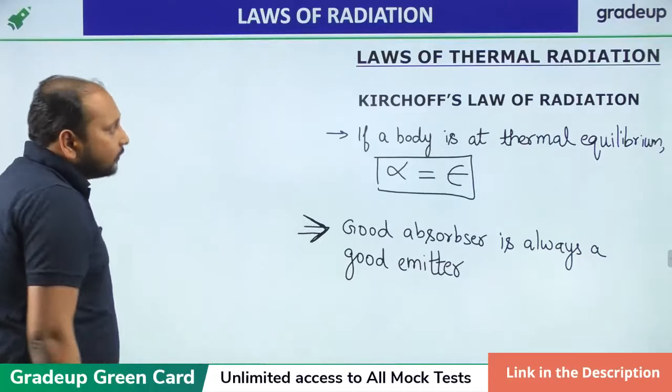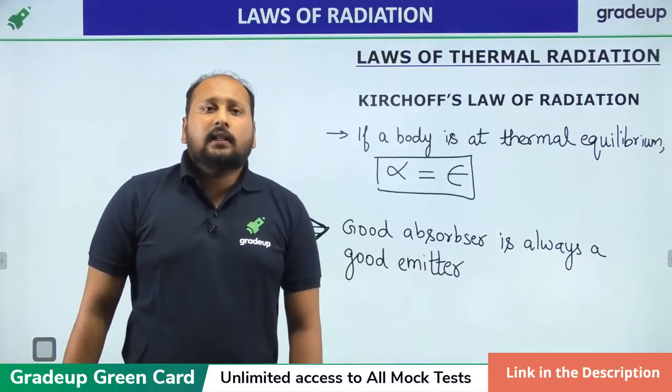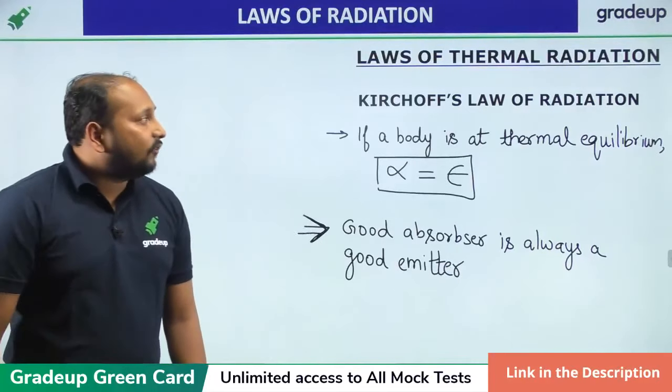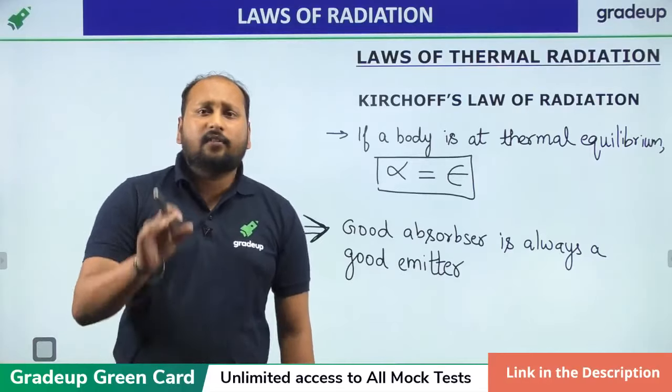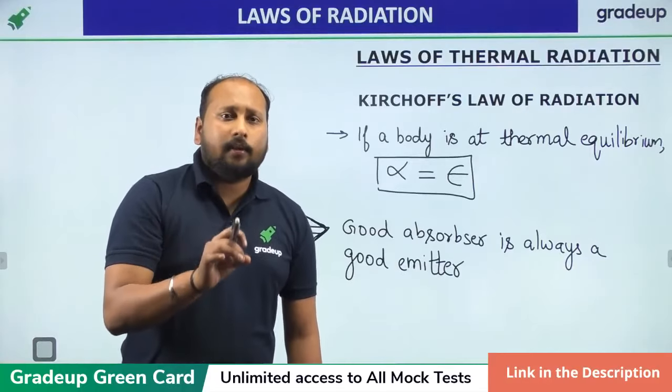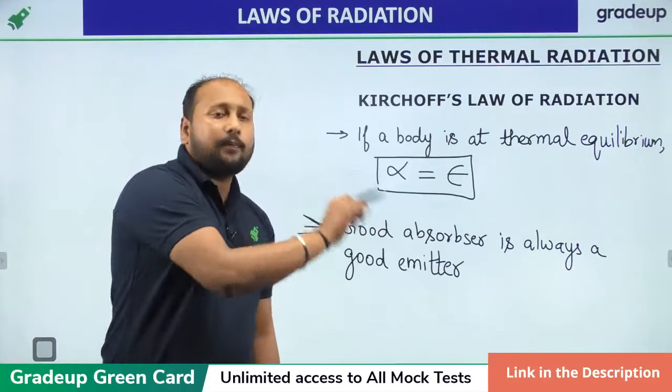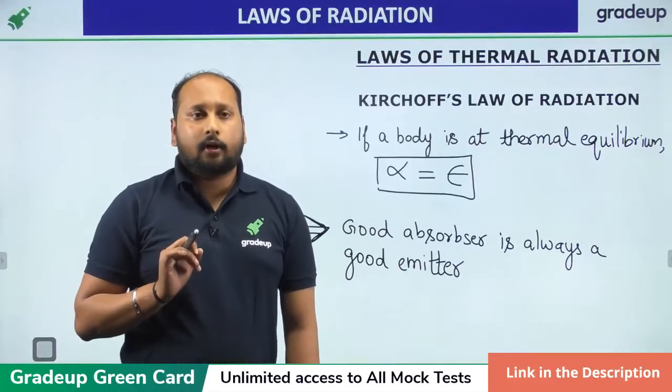Clear? So any doubt in this? Any doubt in this Kirchhoff law of radiation? It's very easy to understand. If a body is at thermal equilibrium with the surrounding, then the absorptivity will be equal to the emissivity of that body. Clear?